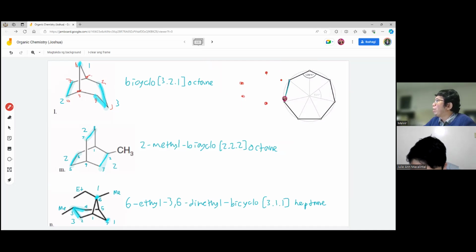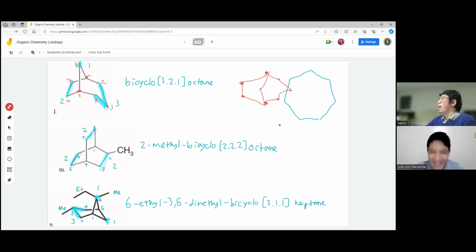Tapos, 1, 2, 3. So, we have 3 here. 1. So, paano mo yan ginawa? Ano? Connect the dots lang talaga. Ganyan, ganito, ganito, ganyan. See, now it looks very professional. Yan. This is how it looks like.